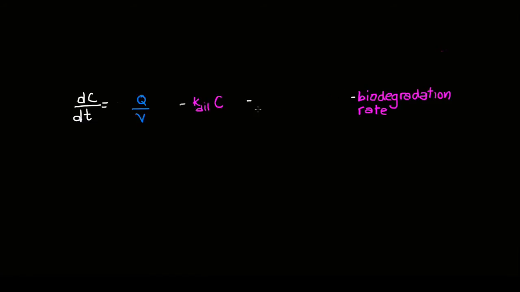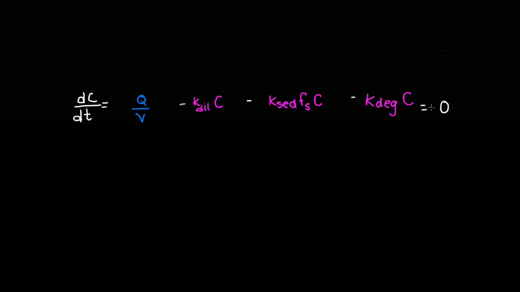Sedimentation rate is determined in terms of the concentration of estrogens that are attached to solid particles, since only the estrogen on solid particles will sink. Keep in mind that the solid particle estrogens are represented by some fraction, Fs, of the total concentration. So the sedimentation rate is represented by the sedimentation rate constant, K sed, times the fraction of the concentration of estrogen attached to solid particles. Biodegradation rate is represented by the biodegradation rate constant, K deg, times C. Assuming steady state, we get this equation.